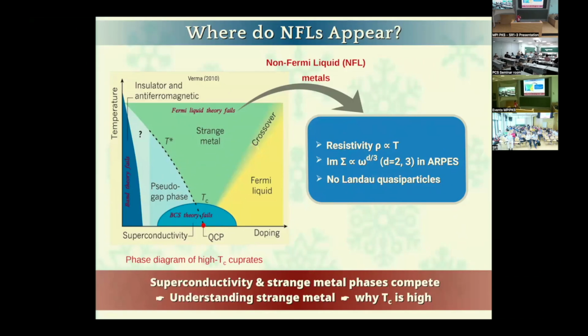Now, often we find that the strange metal regime and the superconducting phase are lying at the same doping, for example, in the cuprates. And so understanding the strange metal phase might hold the key to understand this holy grail, that is, why the Tc is so large in these high Tc materials.